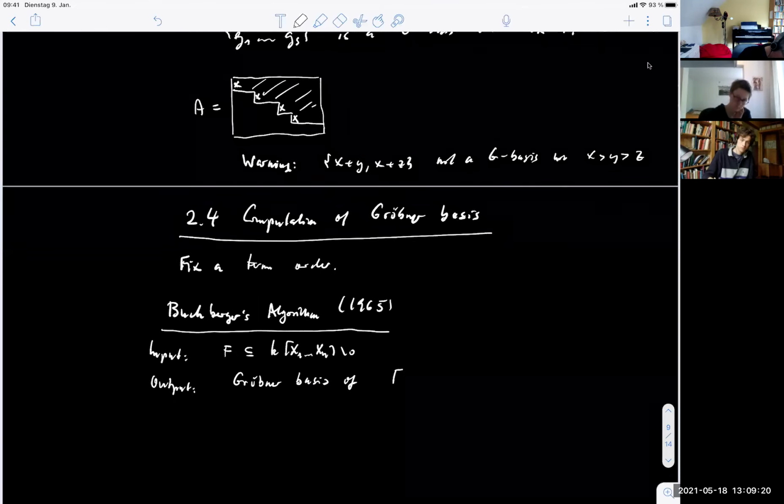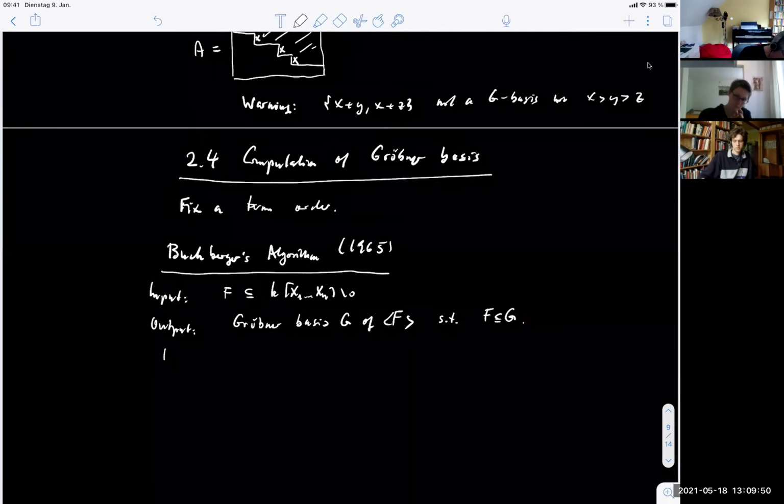So the ideal, let me write with this parenthesis, such that, okay, and the basis should be called G. Okay. So how do we do that? So this is like this pseudo programming, you will understand.